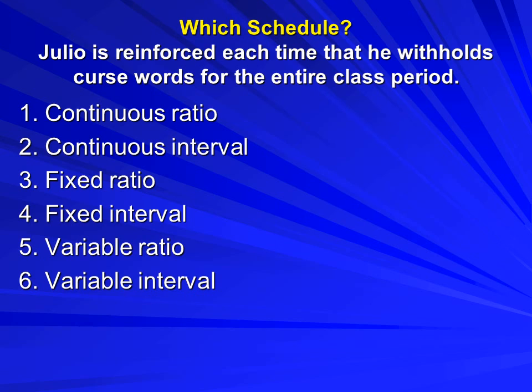Aha. So if it's a passage of time, we know it's going to be an interval schedule. And our class period is always the same length of time. Number 4, fixed interval schedule.